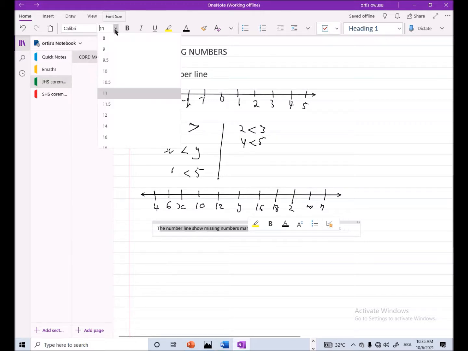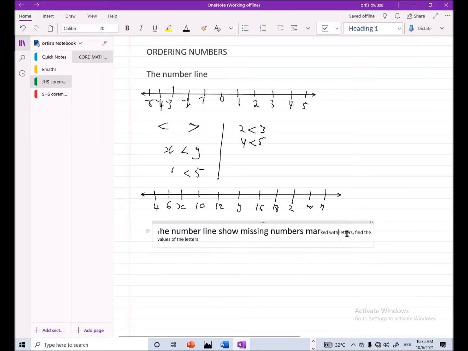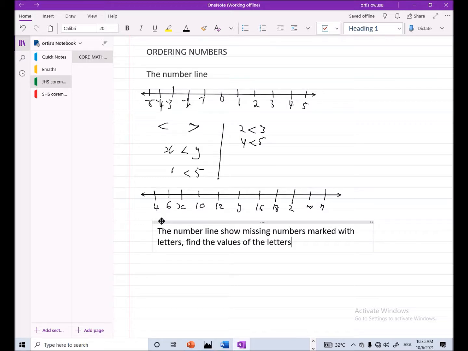So how do we do this? Think about this. So we are finding the value of the missing numbers. Okay. So how do we do it? Look at the numbers very well. Look at the range. Okay. How it started.